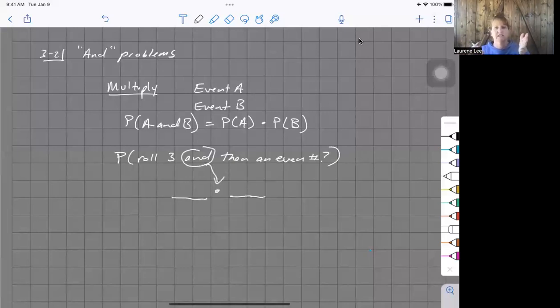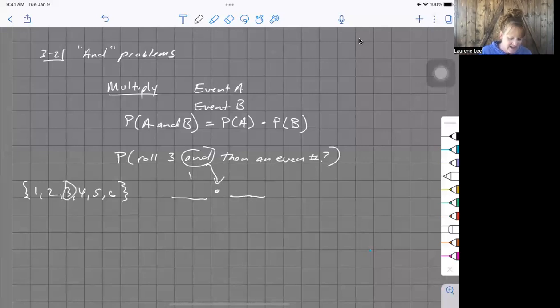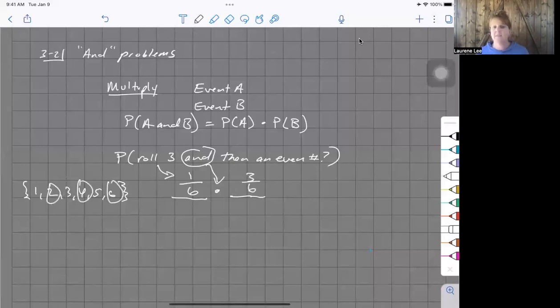So the first thing I'm going to do is say, what's the probability that I roll a 3? Well, the sample space for rolling a die is 1, 2, 3, 4, 5, and 6. Those are my options for rolling. How many ways can I get a 3? One way, out of a sample space of 6. That's the probability of rolling a 3. Then, what's the probability of rolling an even number? That's 2, 4, or 6. So there are 3 ways I can get an even number out of the total 6. And then you multiply the two.